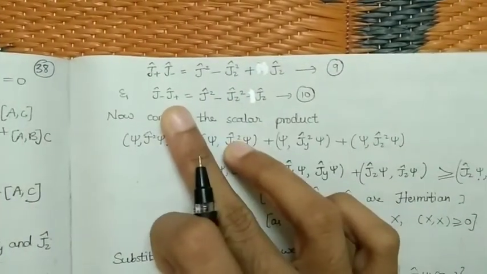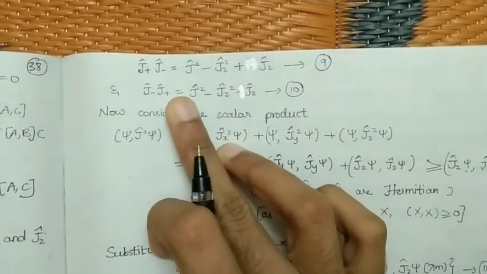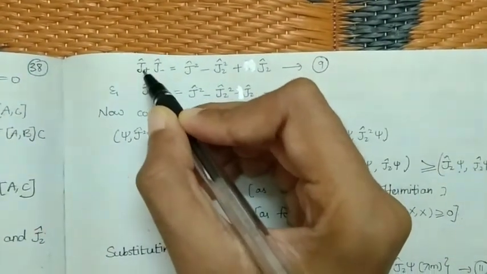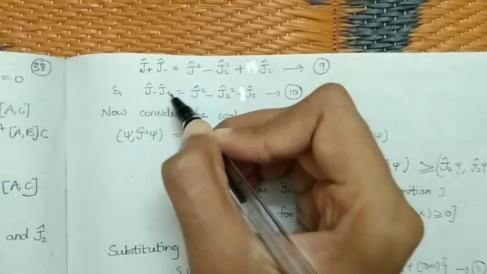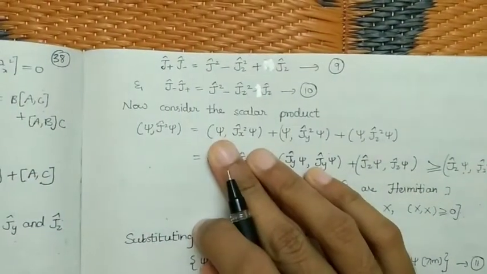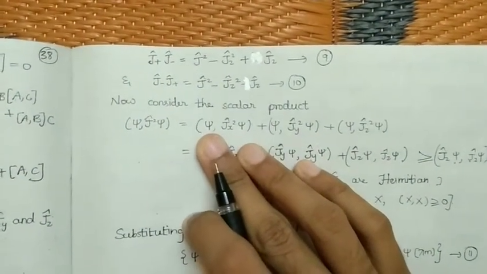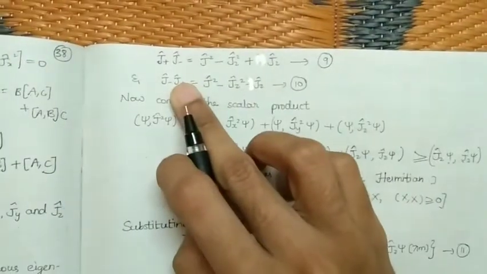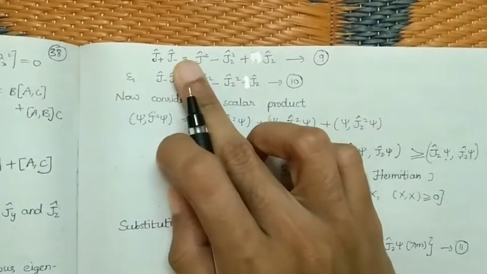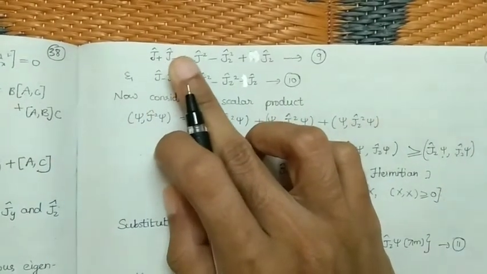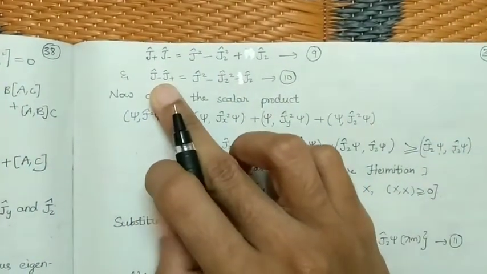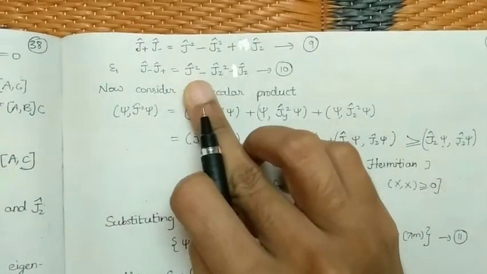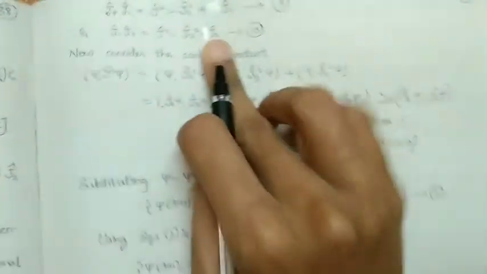In the same manner, if we multiply J minus into J plus, here actually this was J plus into J minus, so it is of the form AB, and this is BA. As we know, AB is not always equal to BA, as we could have seen even in matrices. In the case of operators also, this is the same. So J minus into J plus, if we do the calculation, we would get J square minus Jz square minus Jz.